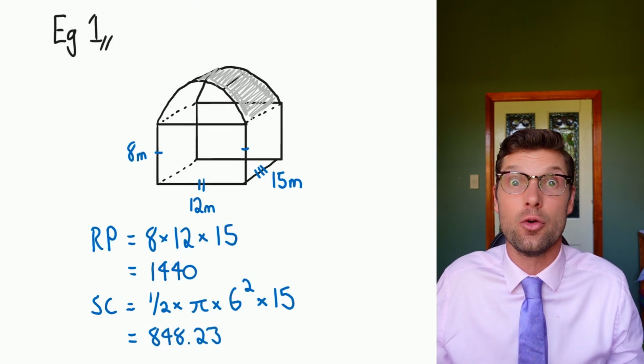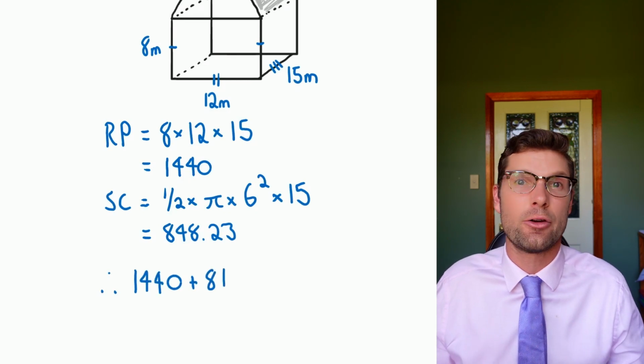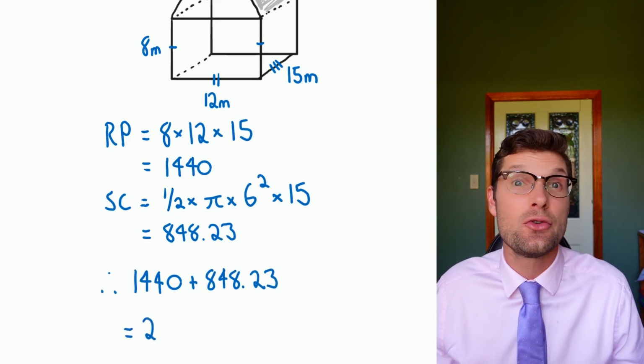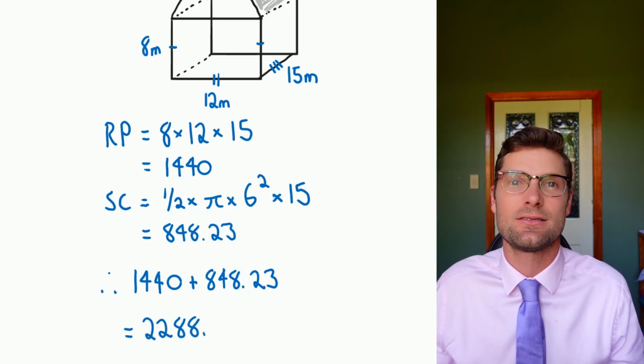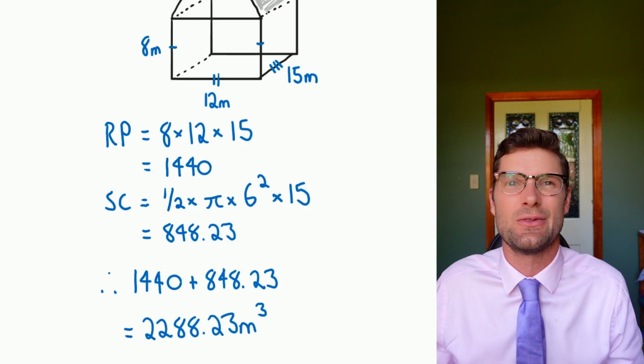To find out the total volume, we just have to add these two things together. So 1,440 plus 848.23 is equal to 2,288.23 meters all cubed. So it's really easy. It's just a two-step volume question that you do at the same time.